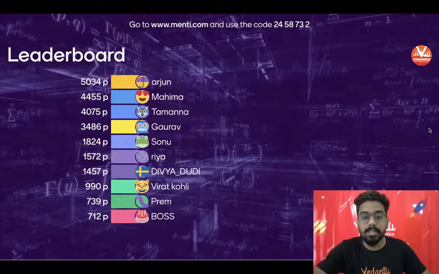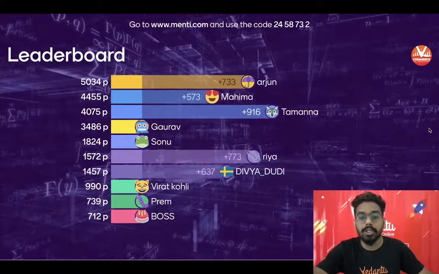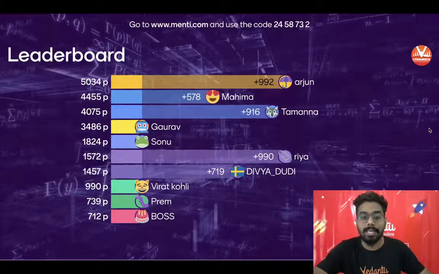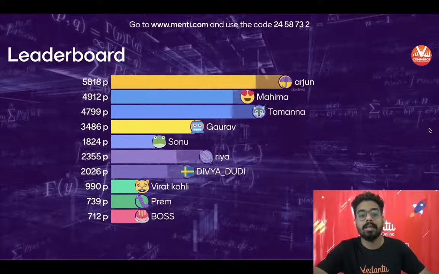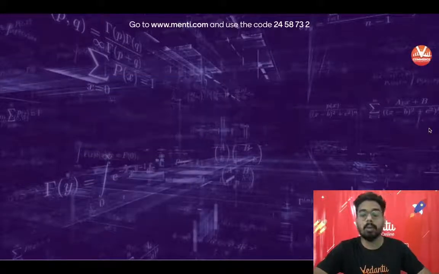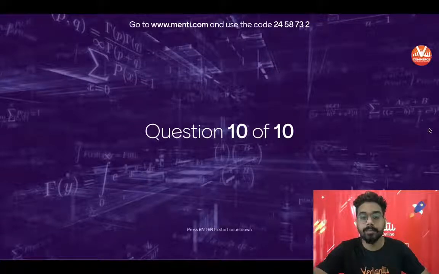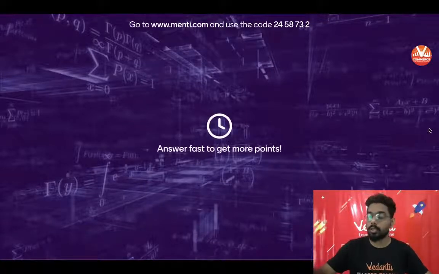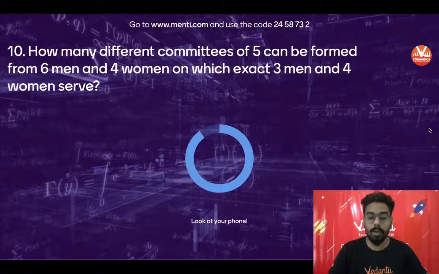Before that, we will see who is in the competition. Arjun, Mahima, Tamanna, Riya and Divya. So these people have correctly given the answer. Now question number 10 on your screen, final question of the day. Let's see how many of you will join this quiz.